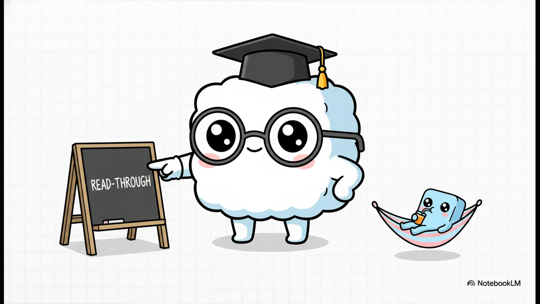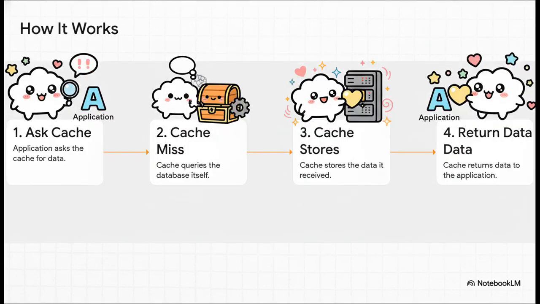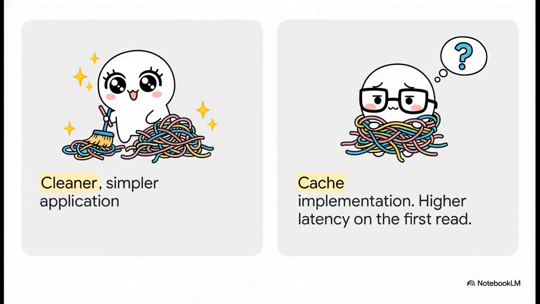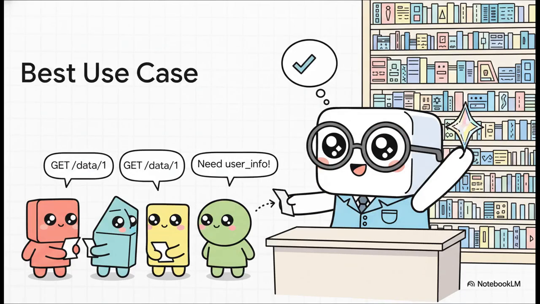Okay, our last one is read-through. This is where you make the cache itself do the heavy lifting. So if the data's not in the cache, it goes and gets it itself. Pretty neat. This makes your application code super clean, but you're just pushing that complexity down into the cache. This is a game changer for microservices. It centralizes all your data fetching logic in one spot.